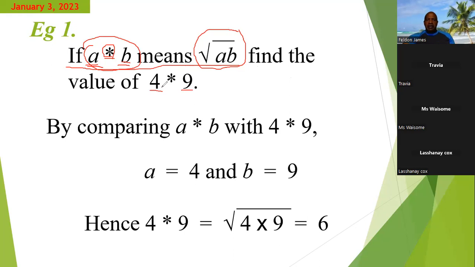All right. So once we understand the meaning of the operation, if we are given letters or numbers with the same operation, then 4 star 9 simply means that we want to write this just as how this is written here. So we would have square root of 4. Remember now, you're replacing A with a number, and you're replacing B with a number, and it is algebra, so we know there's an invisible multiplication sign between them. So it must appear once you put in numbers. The multiplication sign must reappear. So we have 4 times 9.